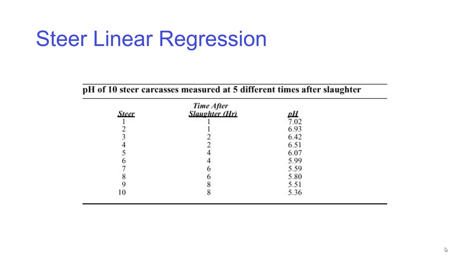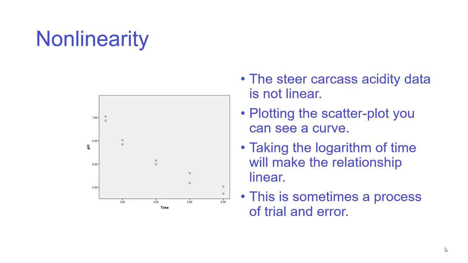As meat cures, it becomes more acidic. So the first thing you need to do is plot it, so you can see that the steer carcass data on their acidity is not linear. You can see that it has a curve on it. If you take the logarithm of the data, then you'll end up with a linear relationship.